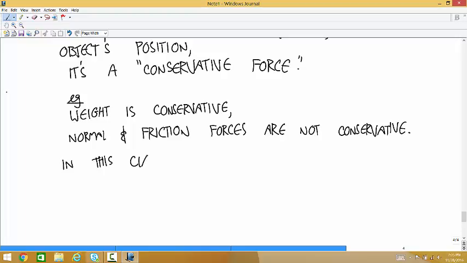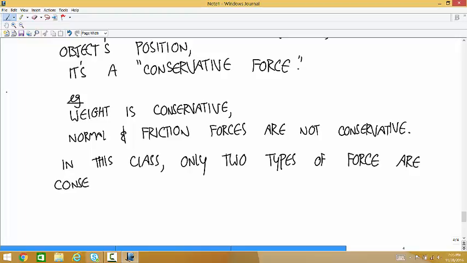In this class, only two types of force are conservative. The first is weight, and the second is spring forces.